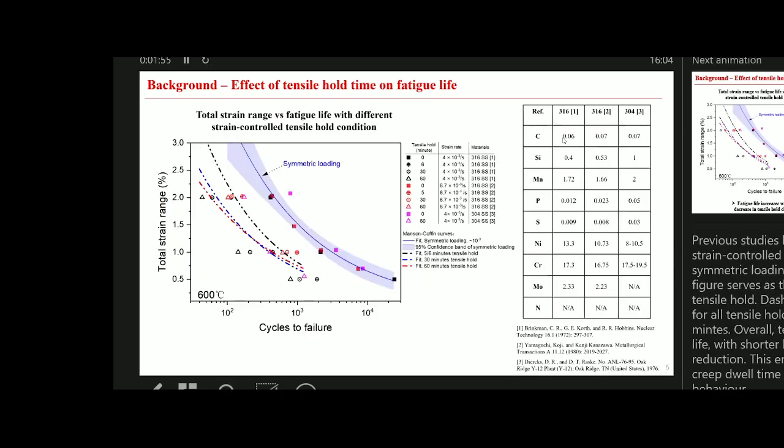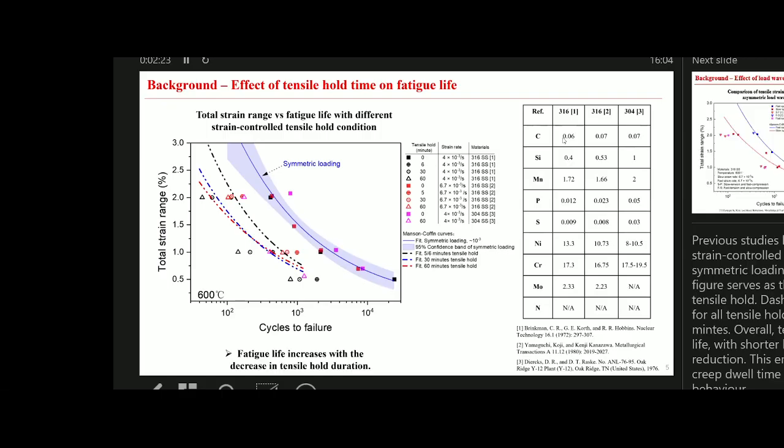Then we explore the effects of tensile hold duration on fatigue life. In this curve, the solid blue line serves as a baseline for the test without any tensile hold, while the dashed lines represent the tests with tensile hold durations ranging from 6 to 60 minutes. Clearly, when creep is introduced, the fatigue life is significantly reduced. And we can find that the fatigue life increases with the decrease in tensile hold duration.